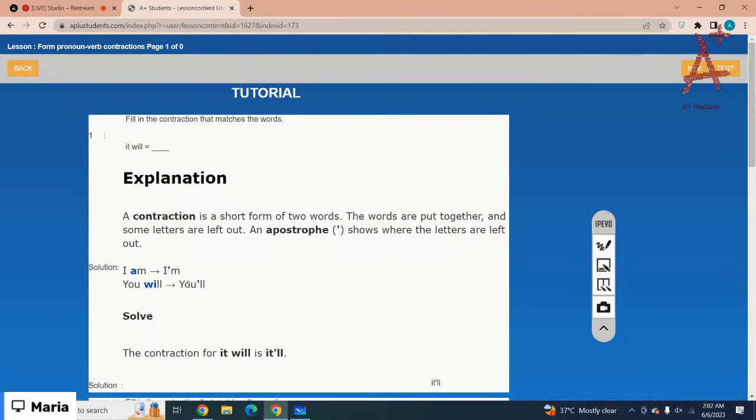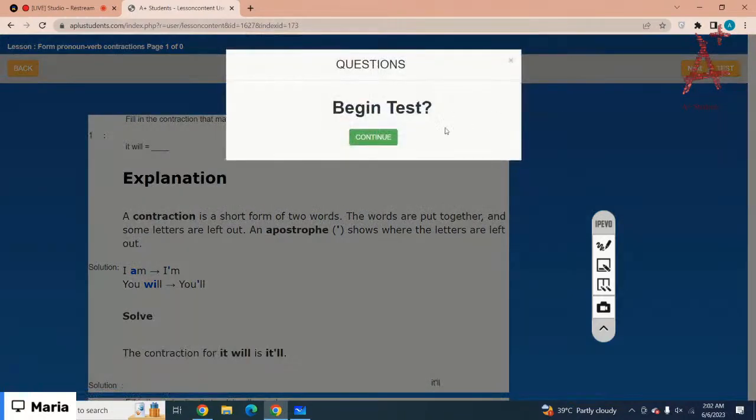So we left out a, so we put an apostrophe there. Got it? Then we say you will, that is a short form of you'll. You left out wi and you put an apostrophe there. Got it? So the contraction of it will is it'll. You skip wi and put an apostrophe there. So a contraction is a short form of two words. You skip some of the letters and where you left them out, you put the apostrophe. Got it? An apostrophe is like a comma that goes up on the top of the word.